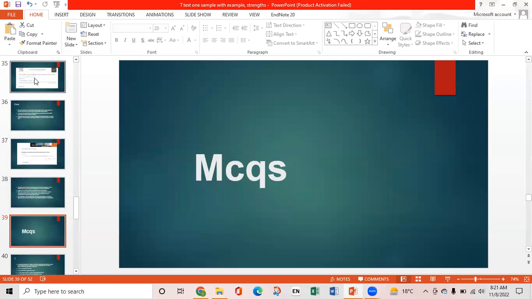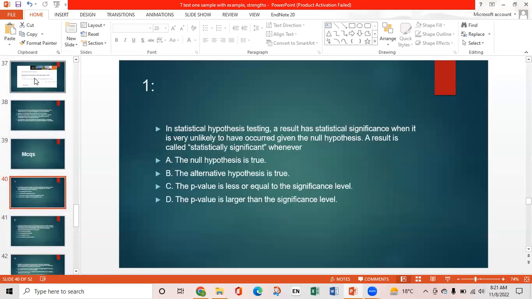Now it's time for MCQs. First MCQ is in statistical hypothesis testing. A result has statistical significance when it is very unlikely to have occurred given the null hypothesis.